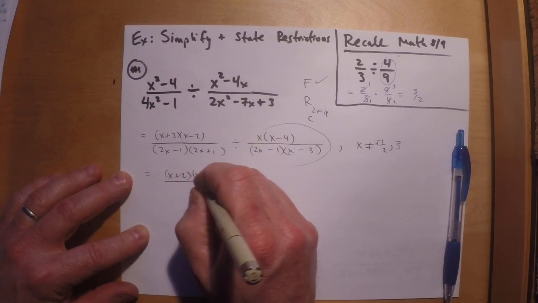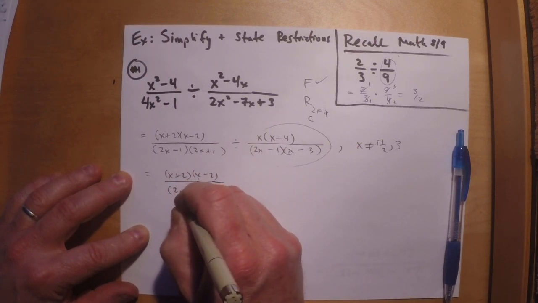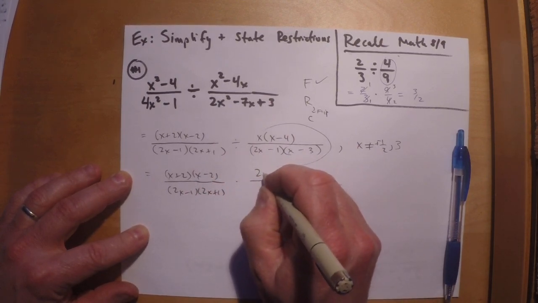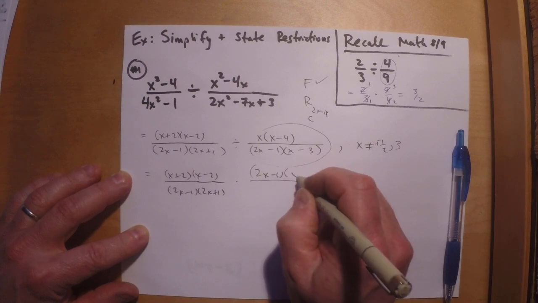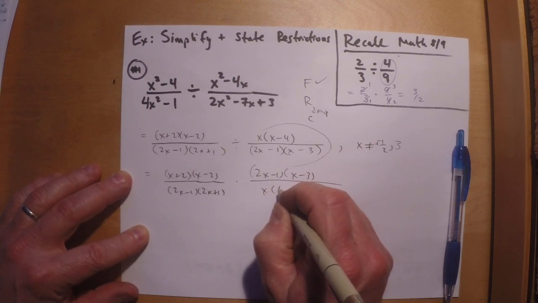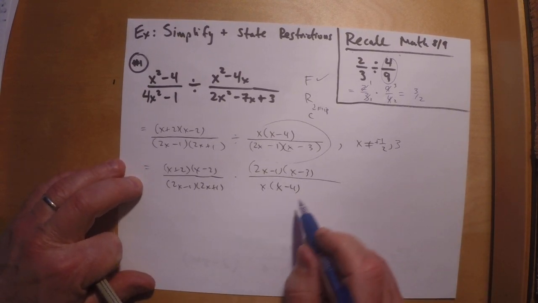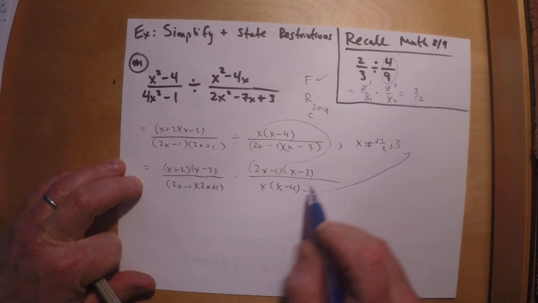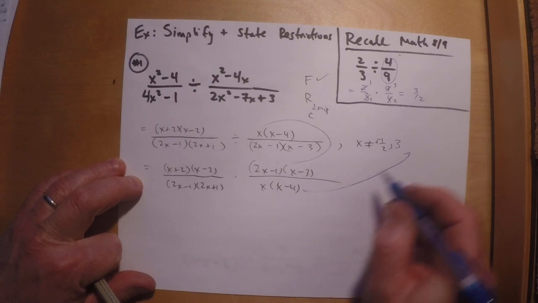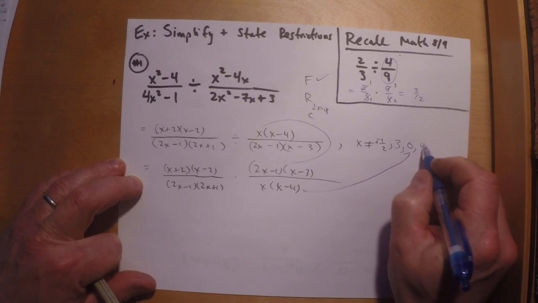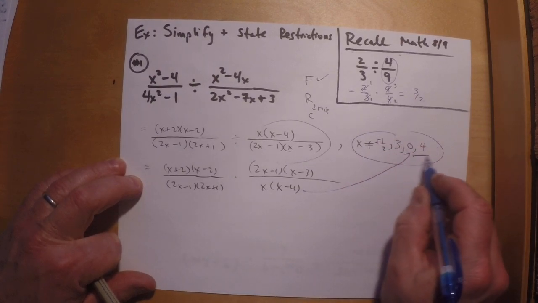So we're left with this mess. Change it to a times. Flip this over. Now, one thing that happened here that's interesting, as I flip this, created new denominators. So there's more restrictions in here than meet the eye. There's a 0 and a 4 that are bad. Be careful with that. That's sneaky.